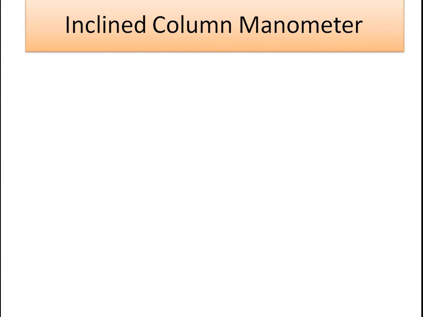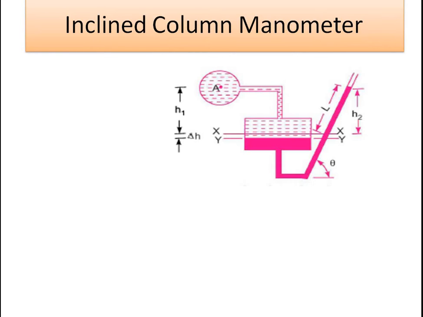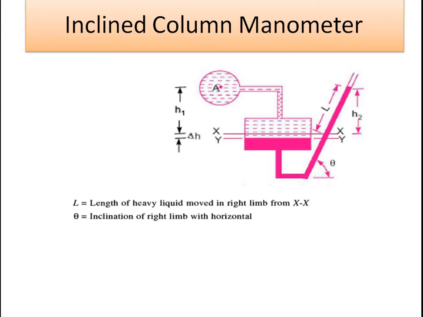Similarly, a similar kind of problem we can solve with the help of an inclined column manometer. This is an example of an inclined column manometer, where the rise in capillary level is L, which is measured with the vertical height H2. H1 is the height of point A from the reservoir tank. Delta H is the rise or fall of fluid level inside the reservoir. Theta is the angle of inclination.